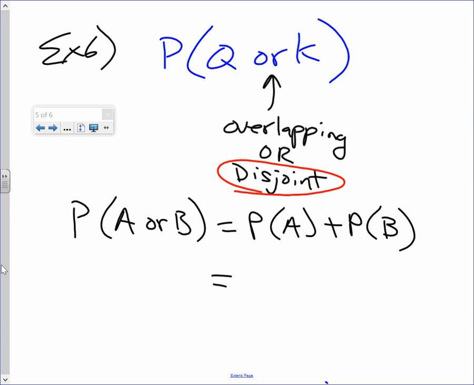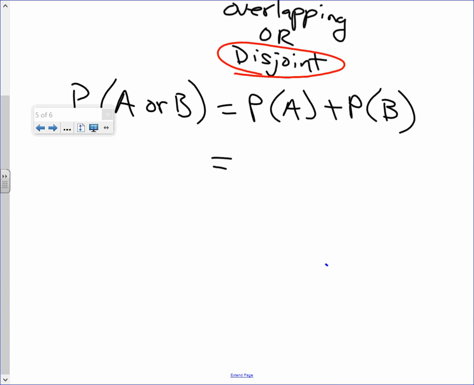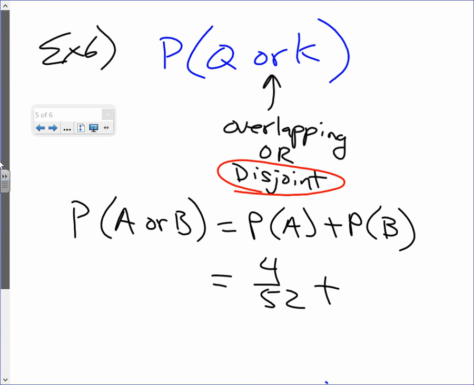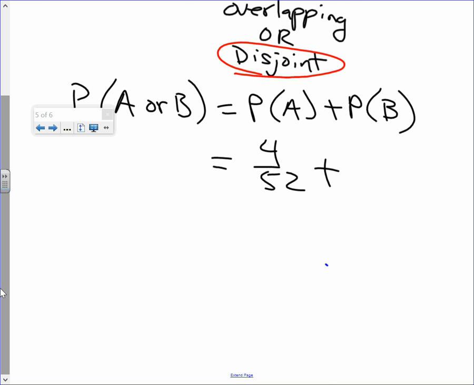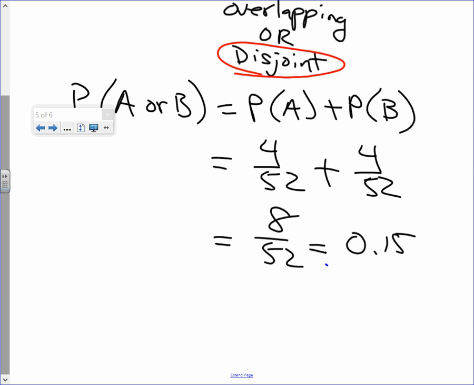A in this case is a queen. So what's the probability of getting a queen? Plus the probability of B, in this case a king. What would that be, Simon? Common denominators: 4 plus 4 is 8, so I got 8 out of 52. Let's make that into a decimal. Anybody, out of the kindness of your heart? 8 divided by 52? I'll do it. To the nearest hundredth.